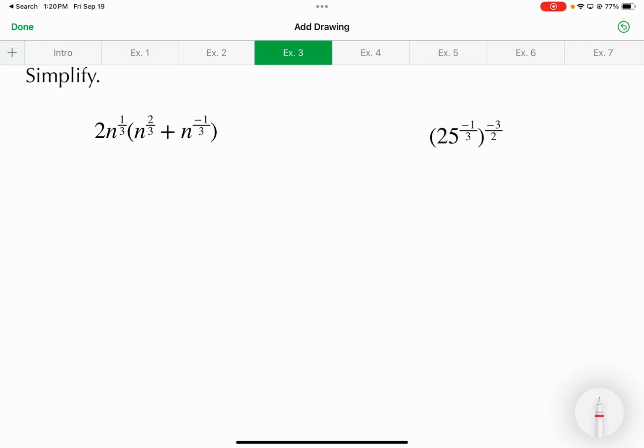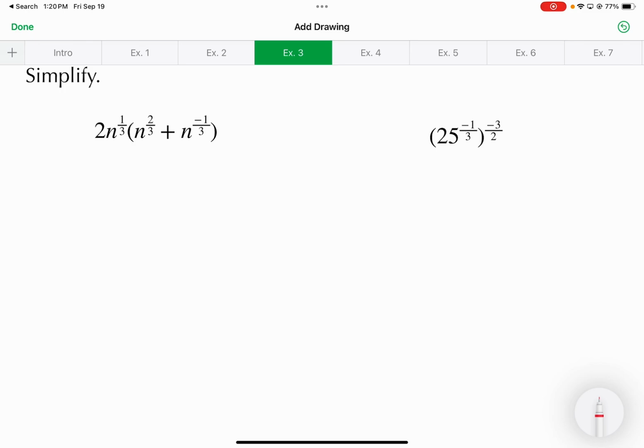Inside the parentheses? Yeah. By doing what? You can make it like 1 over n, or cube root of n. Yeah, I could do that, right? 1 over cube root of n. But there's nothing I could do to really bring those terms together, right? No, because they're not like terms.